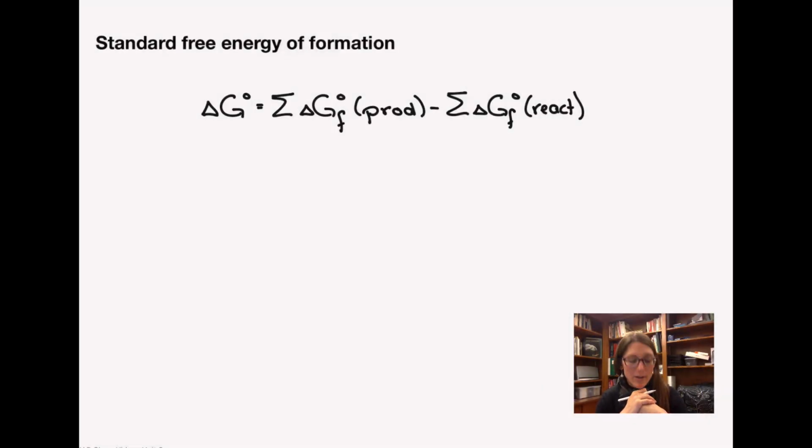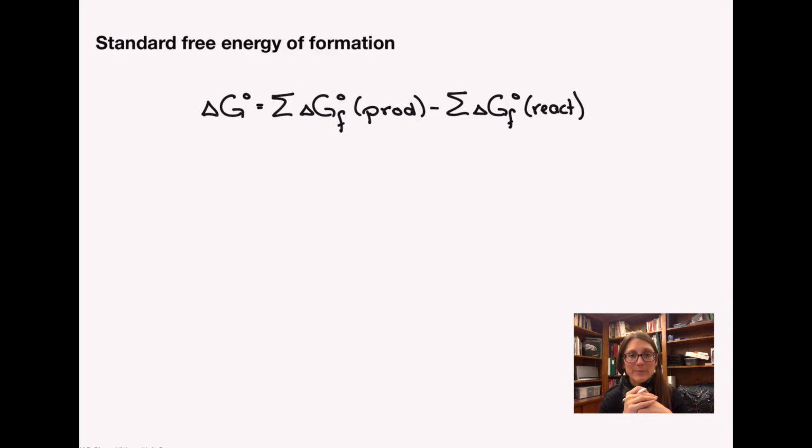We can also calculate delta G naught indirectly. For many materials, Gibbs free energies of formation have been tabulated. And just as we did for enthalpy, to find how the Gibbs free energy changes for a reaction, so delta G naught, you can sum the Gibbs free energy of formation of the products minus the sum of the reactants. Make sure you take into account any coefficients in the equation, but other than that, it's just like you would have done for enthalpy.